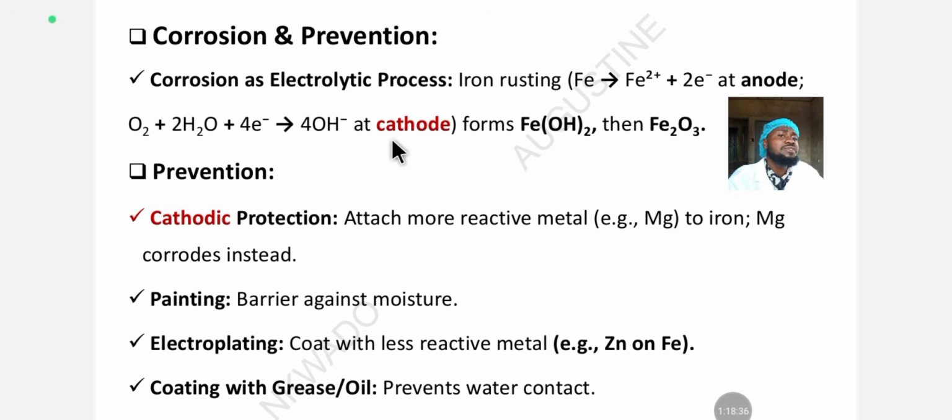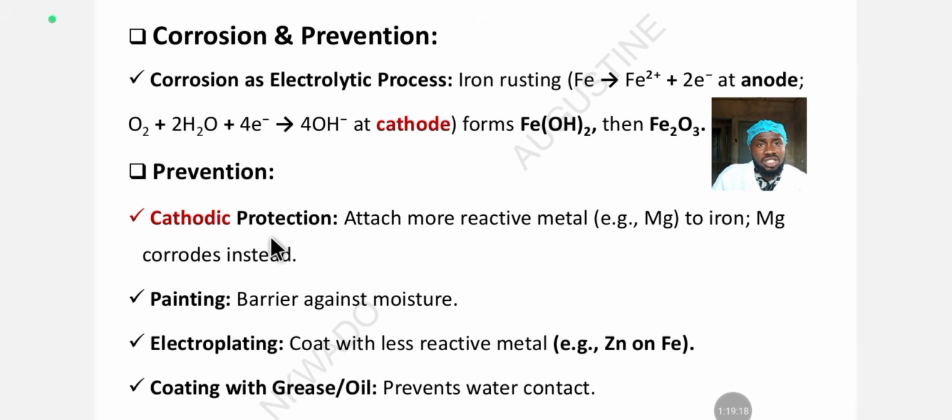And the hydroxide form is what? Iron 2 hydroxide. And this iron 2 hydroxide forms at the what? Cathode. Okay, as it forms at the cathode, it gets oxidized further to form iron 2 oxide. So what is the prevention of rust? Rusting of iron. How do we prevent rusting of iron?